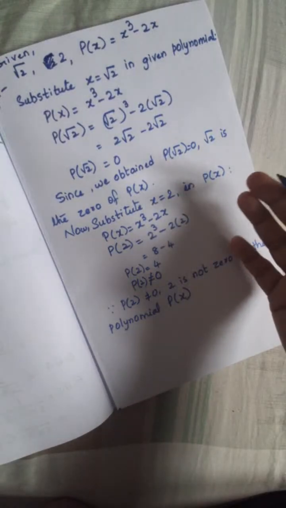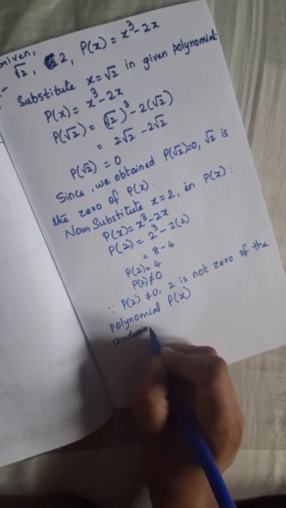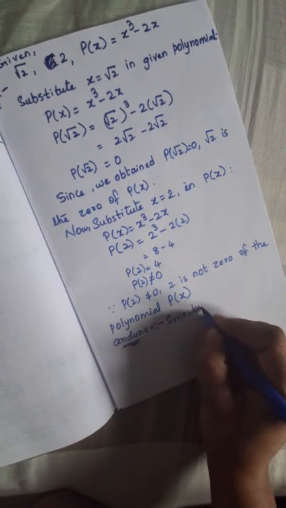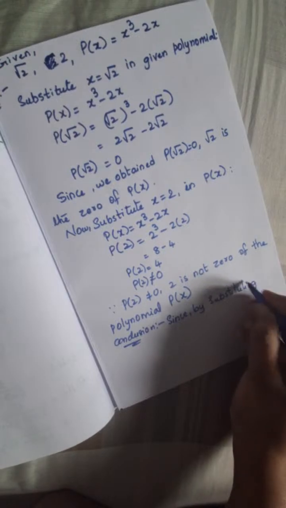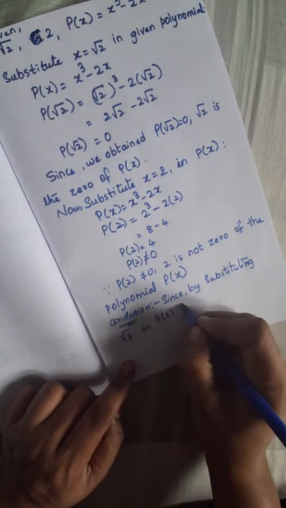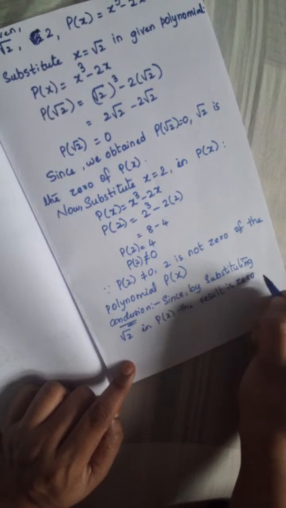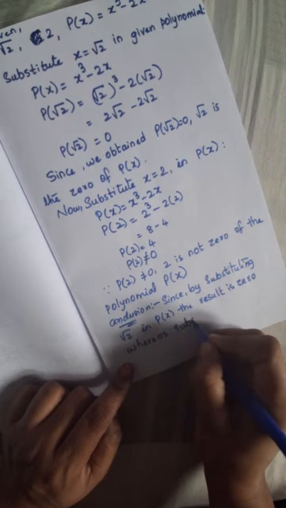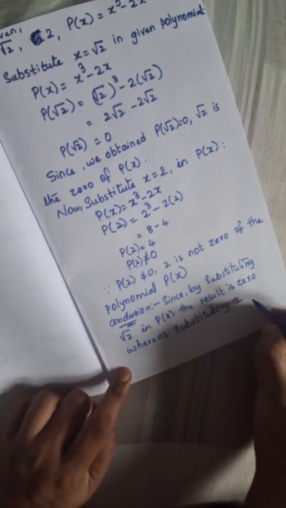Like this we have to show that any root is a zero of the given polynomial. The reason is given as a conclusion we have to write, that is, by substituting root 2 in p of x, the result is 0, whereas substituting 2 does not give 0.